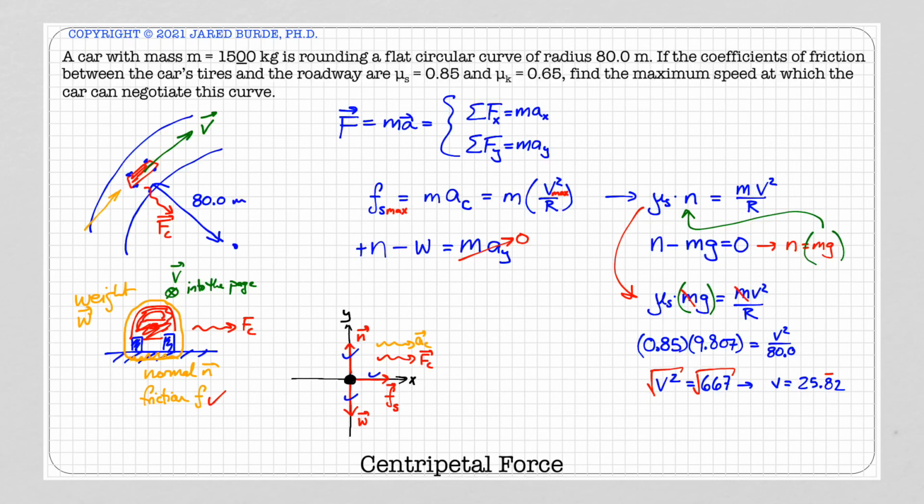Looking at my sig figs, I have 2 or 3 sig figs, so let's go ahead and round to 3 sig figs here. I've got v equals 25.8. My units here should be meters per second. That should be the standard units in the metric system.